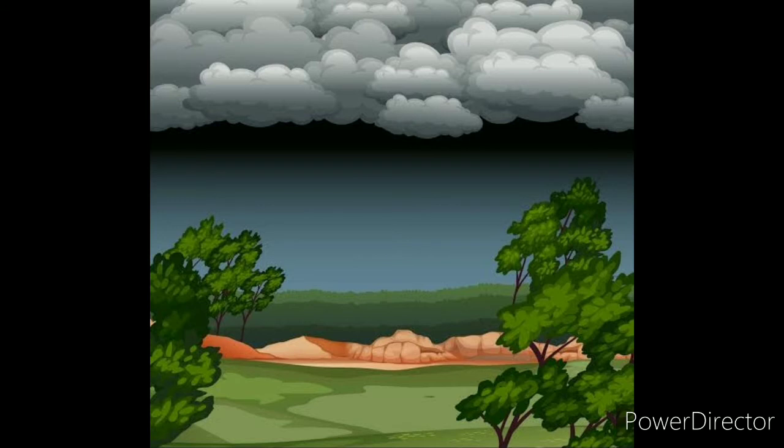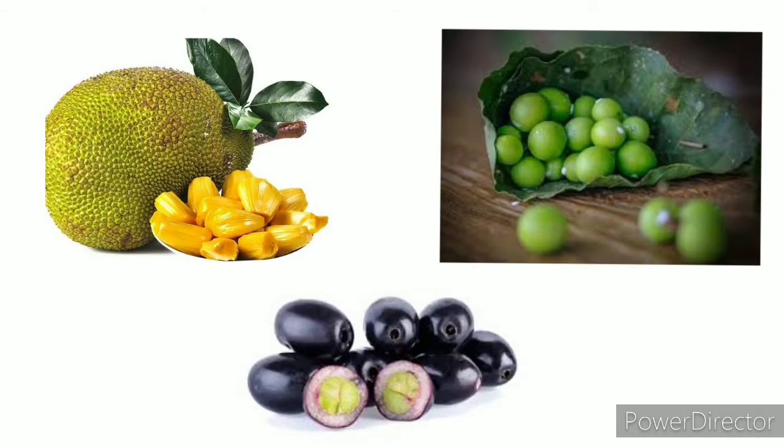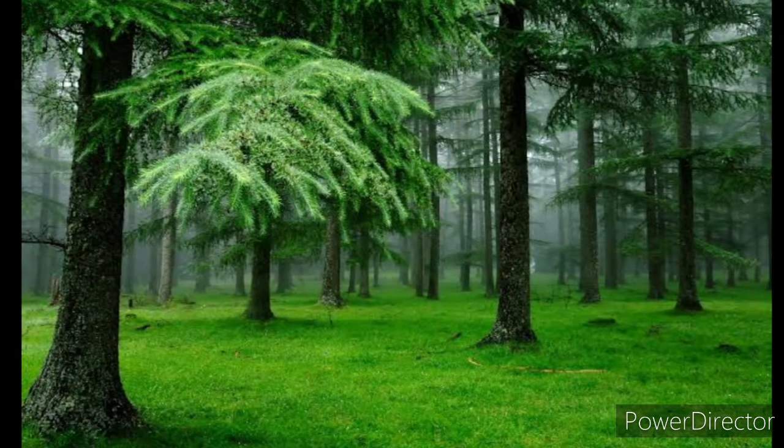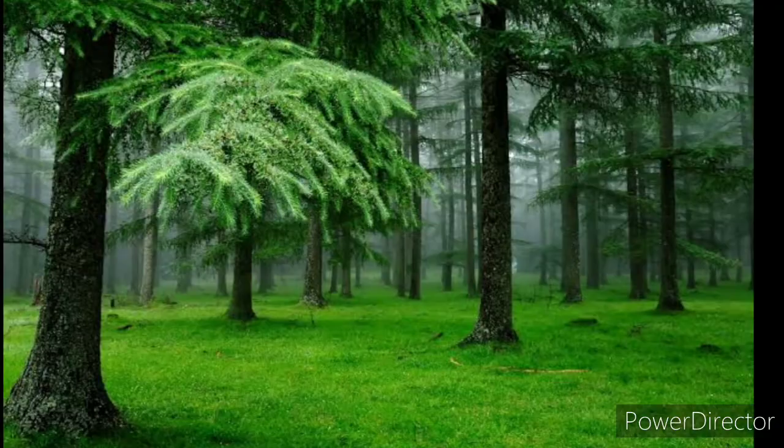Then suddenly, in the month of June, the black dark clouds make their appearance. Yes, it's the coming of the rainy season. Now, jackfruits, jamuns, and karvandas are available during this season. During this season, you will see greenery everywhere.